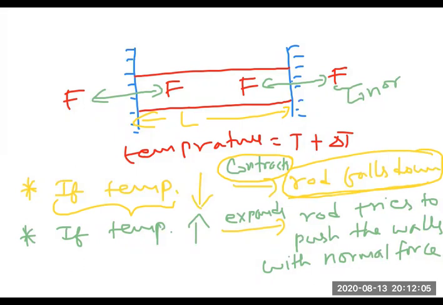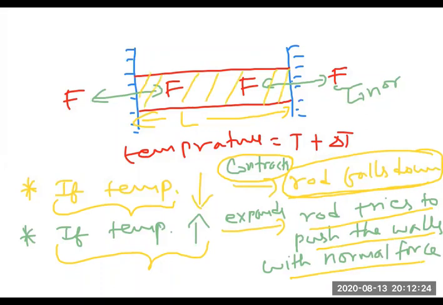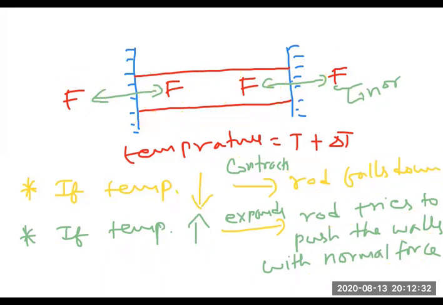Suppose here, if temperature increases, what will happen? The rod expands. The rod tries to push the walls with a normal force. The normal force acting on the walls is F. So it is trying to push the walls. That's the phenomenon we observe here.